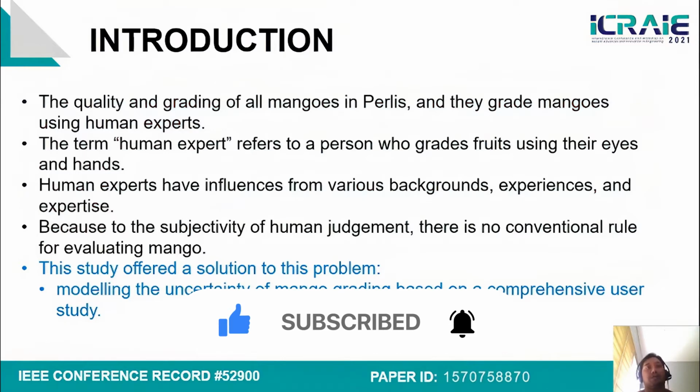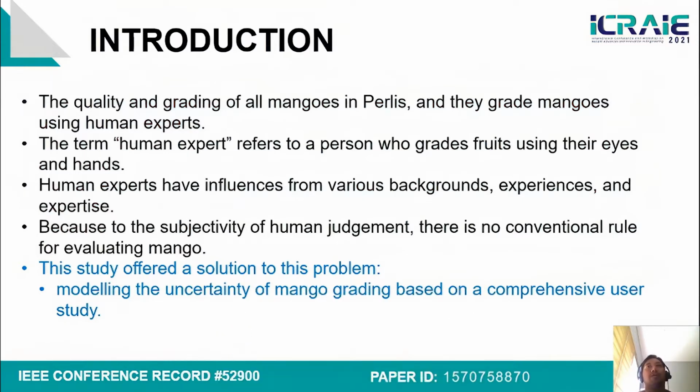As we know, in Perlis we have the famous mango we call Harum Manis, and all the grading is done manually by human experts. The term human expert refers to a person who grades the fruits using their eyes and hands. Normally, the human expert is influenced by their background, experience, and expertise. Due to this subjectivity of human judgment, there is no conventional rule for evaluating the mango.